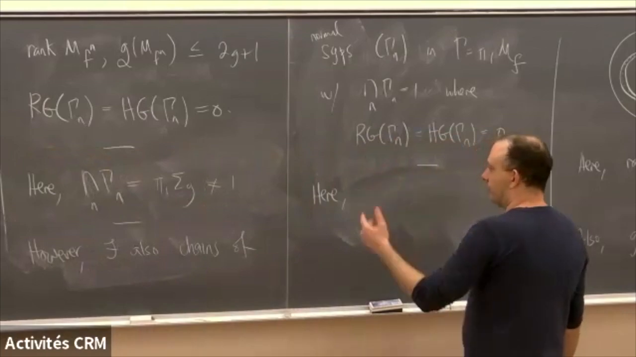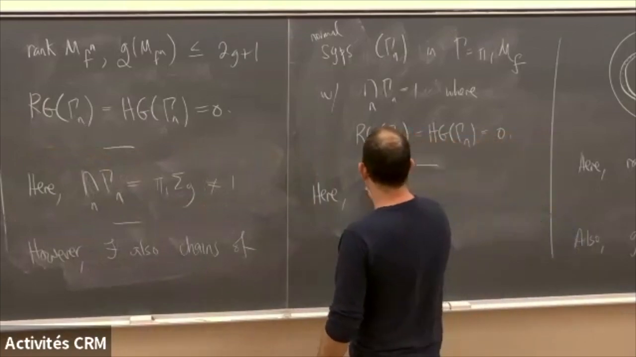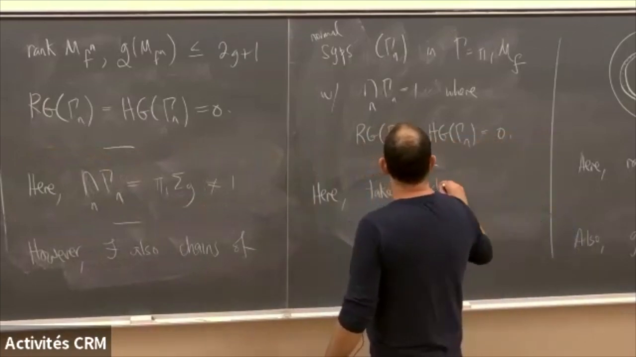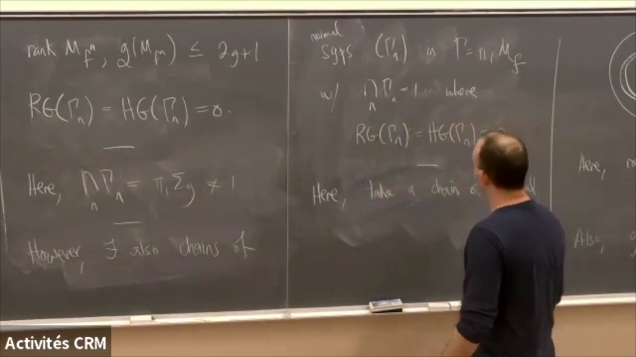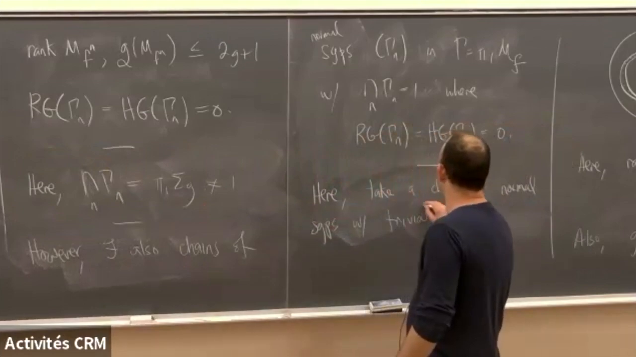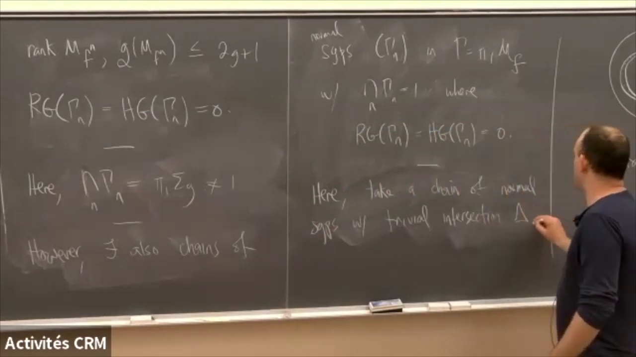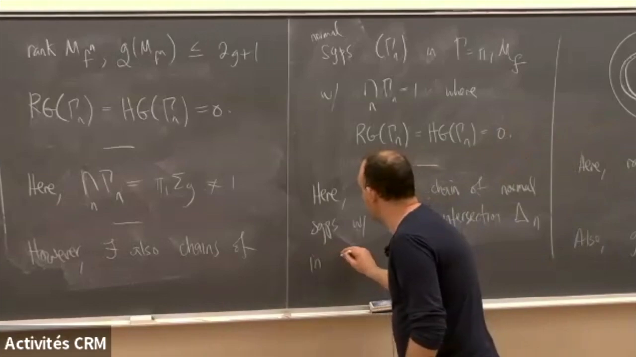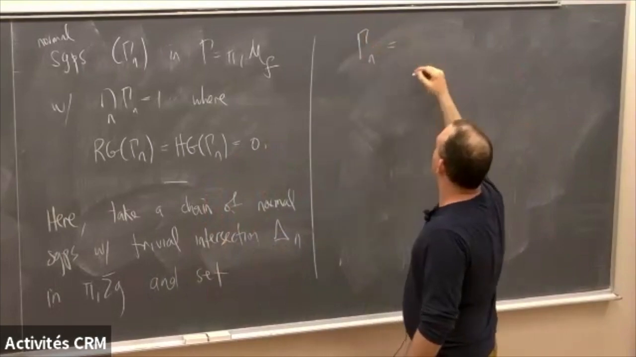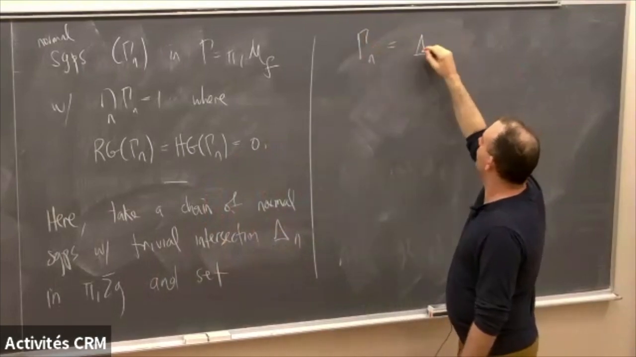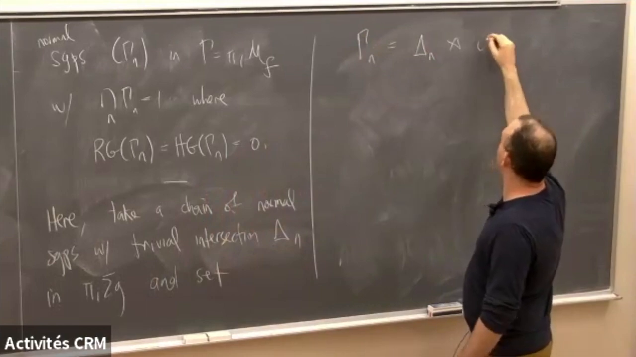So really, what we do is we take a chain of normal subgroups with trivial intersection, like Delta_n inside of pi_1 of Sigma_g, and then you set Gamma_n to be Delta_n semi-direct.